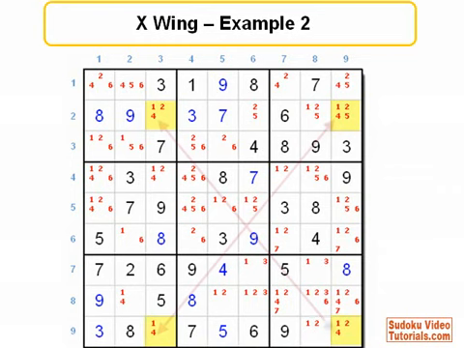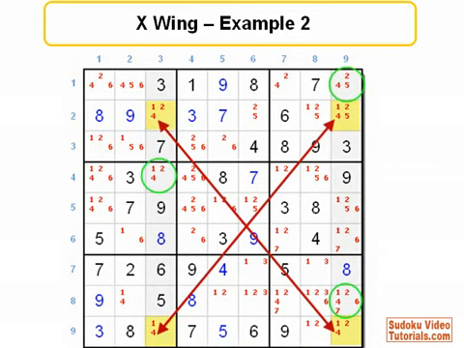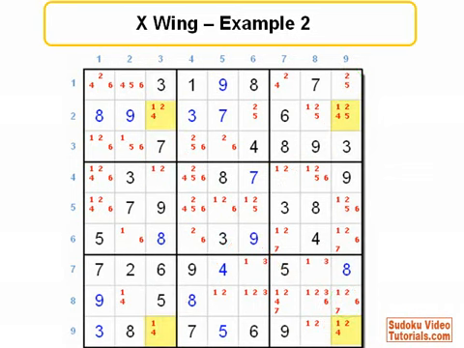So based on the X-Wing rule, we can eliminate 4s from all the other cells in columns 3 and 9 as indicated by the green rings. So let's remove the 4s from the 3 cells. As soon as we do that, we're left with a naked pair over here in row 4, which will hopefully help us make further progress.